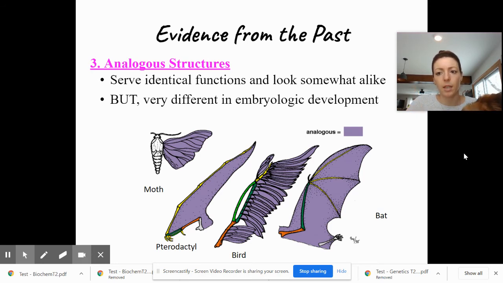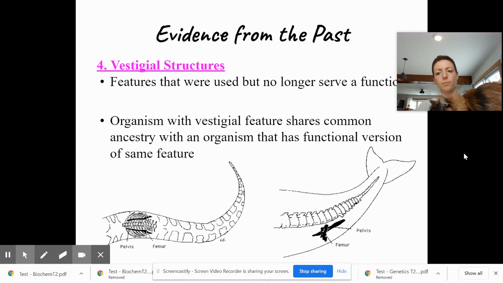So opposite of homologous. Cat's coming to say hello again. She really likes evolution, apparently.